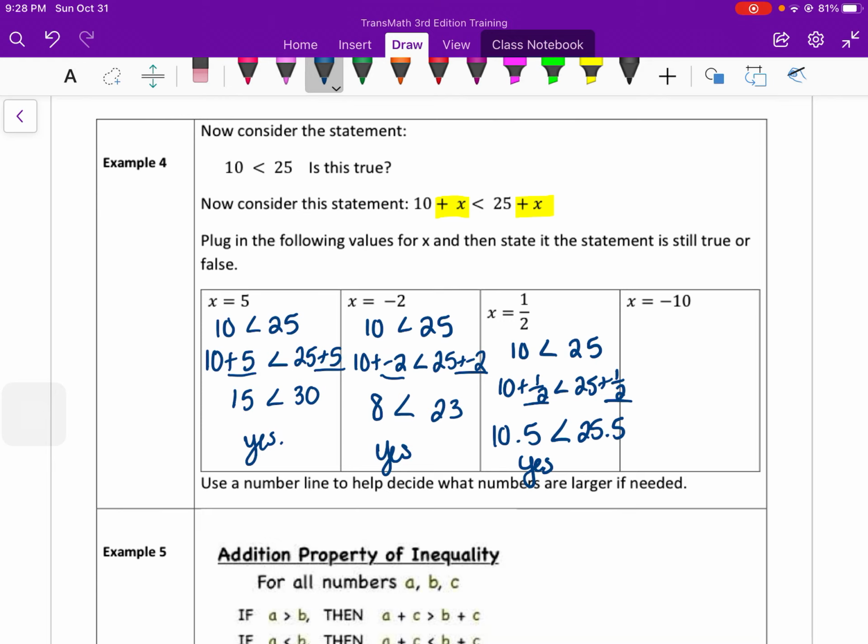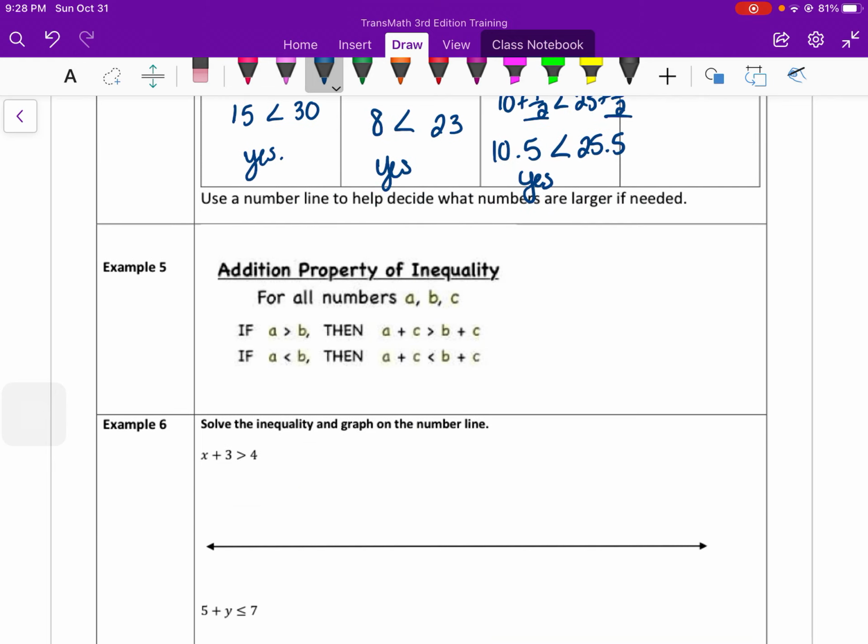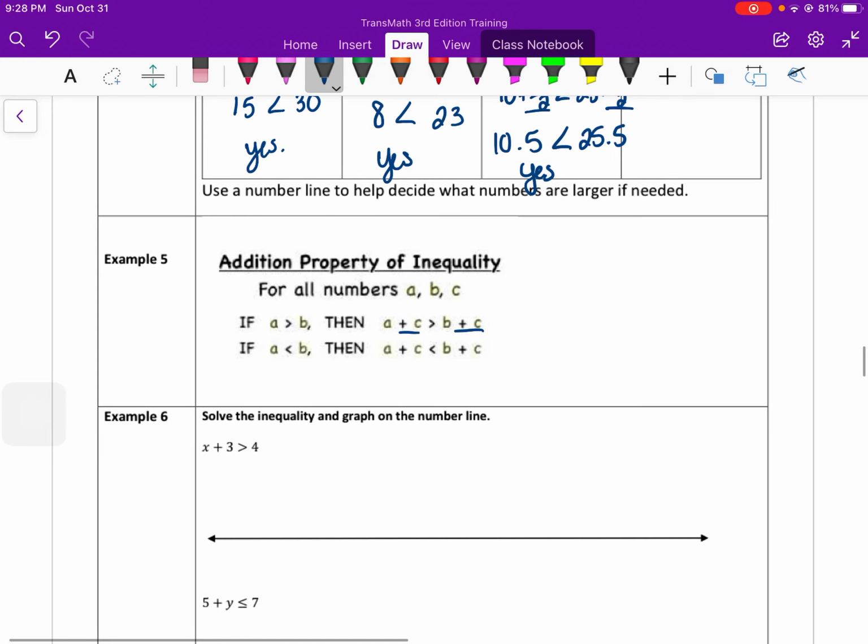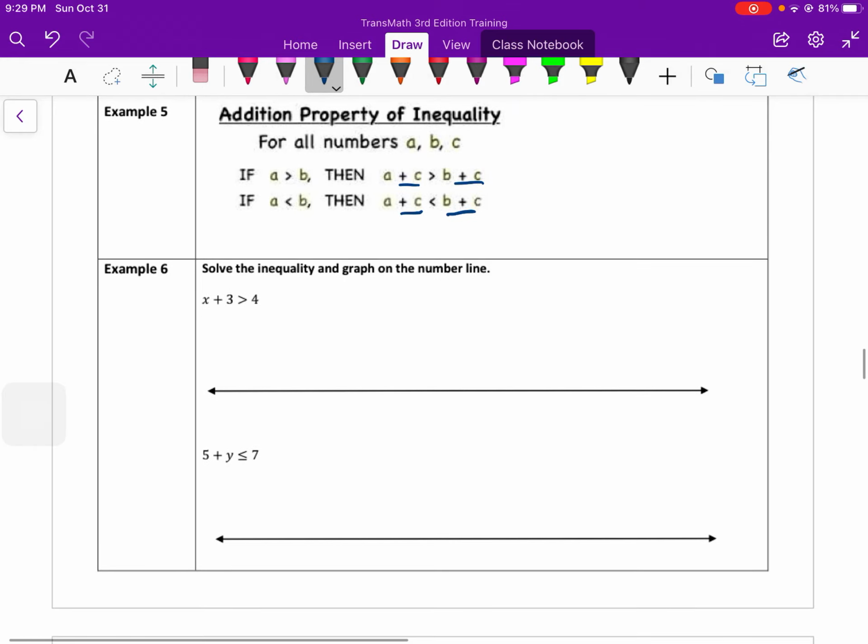So hopefully you've seen the pattern here. That's actually called the addition property of inequality. If you have two numbers and A is greater than B, then if you add the same number to both sides, the inequality will still be true. Or like we did, if A is less than B, then even if you add the same number to both sides, it will keep the inequality true. Now we use that addition property of inequalities. It's an important property because we use it to solve inequalities.